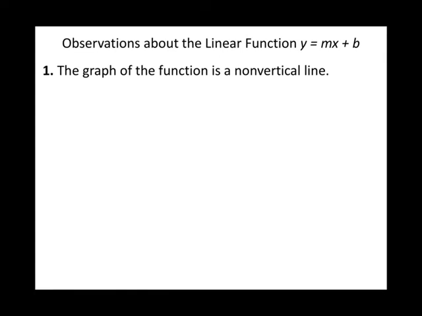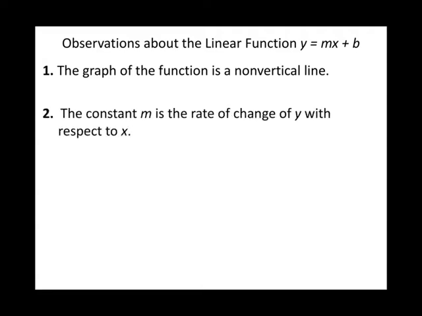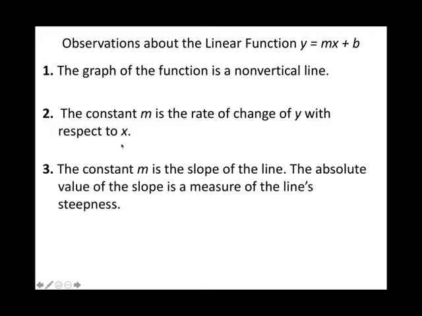Observations about the linear function y = mx + b. First, the graph of the function is a non-vertical line. Second, the constant m is the rate of change of y with respect to x, meaning the change of y over the change of x. Third, the constant m is the slope of the line. The absolute value of the slope is a measure of the line's steepness.